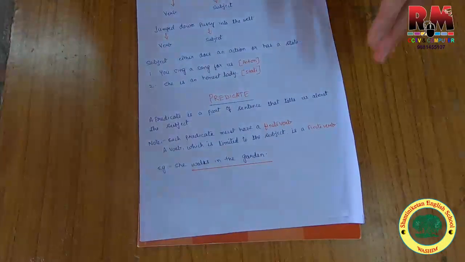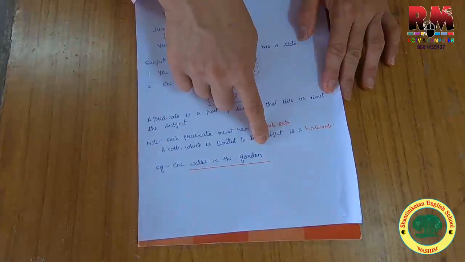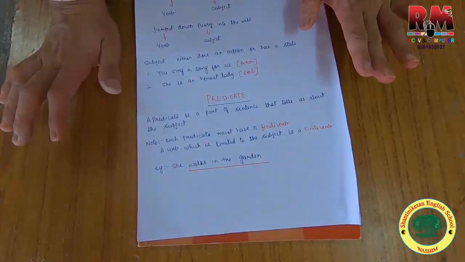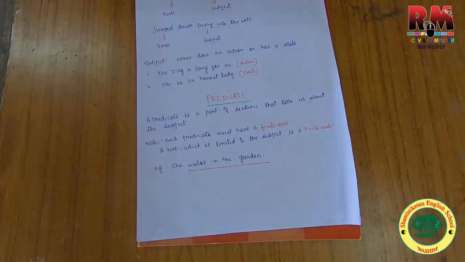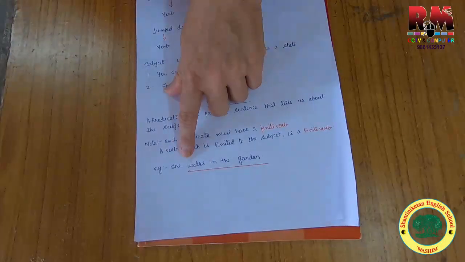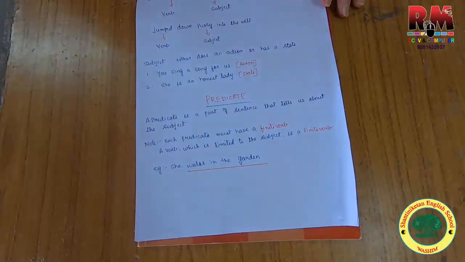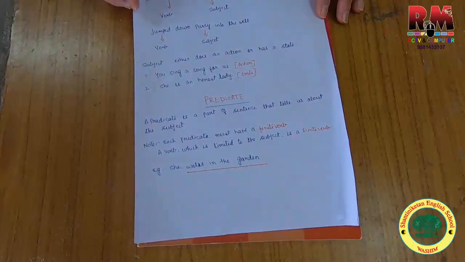Now, shall we go through the example? See the example here. She walks in the garden. How to identify a predicate? A predicate is that which tells us about the subject. What is the sentence telling about the subject? That she walks in the garden. A predicate has a finite verb. So walks in the garden is the predicate in the sentence.